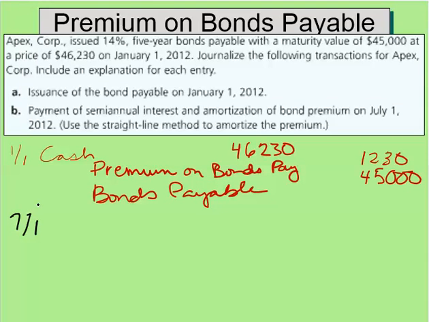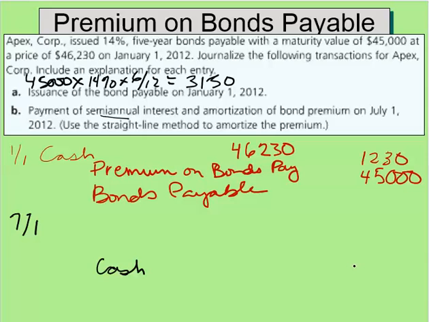So we know when we're going to make a payment, we're going to have to pay cash. And that interest payment, we've calculated once, but let's go ahead and do it again. Take the face value of the bond, $45,000, times the interest rate, 14%, that's an annual rate, times 6 over 12, because we're paying that twice a year, semi-annual interest, comes out to $3,150. So when we go to make a payment, we're going to pay $3,150 to our bondholders of record.